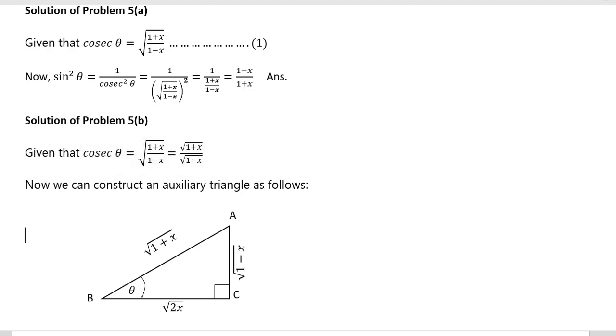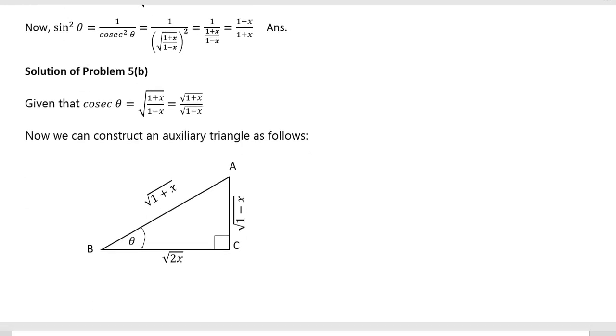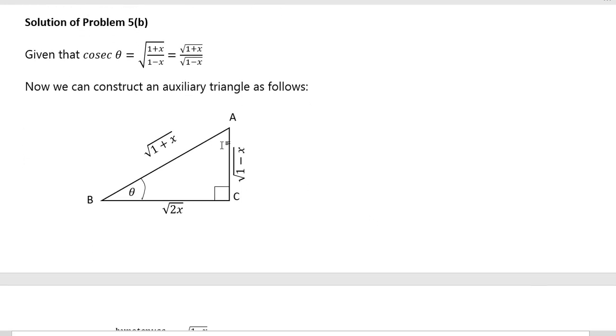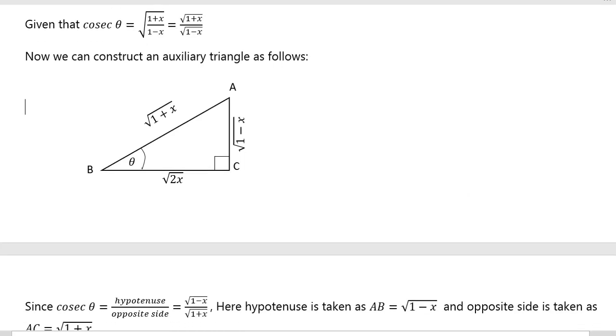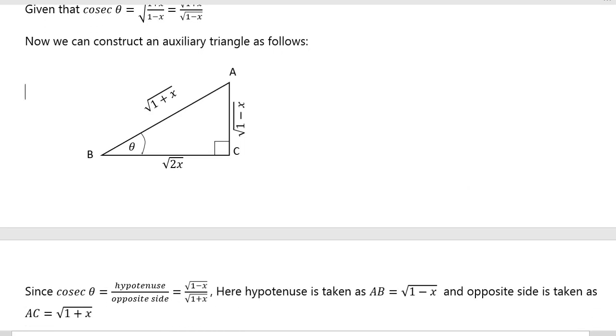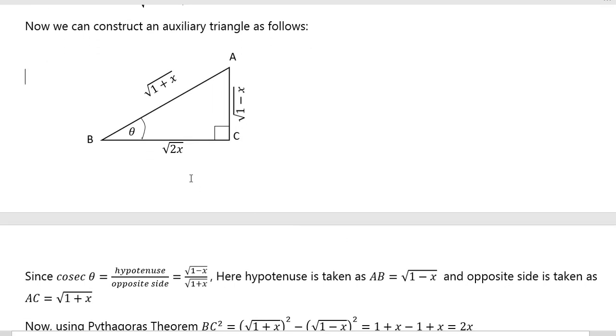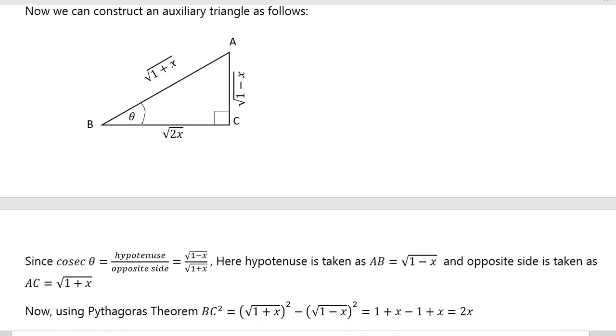So from this we can calculate the value of BC. We know the hypotenuse, we know the perpendicular, now we have to calculate the base. So we will use the theorem of Pythagoras, and we can write that BC is equal to root over 2x. So how can we find it? We have to give the calculation here.